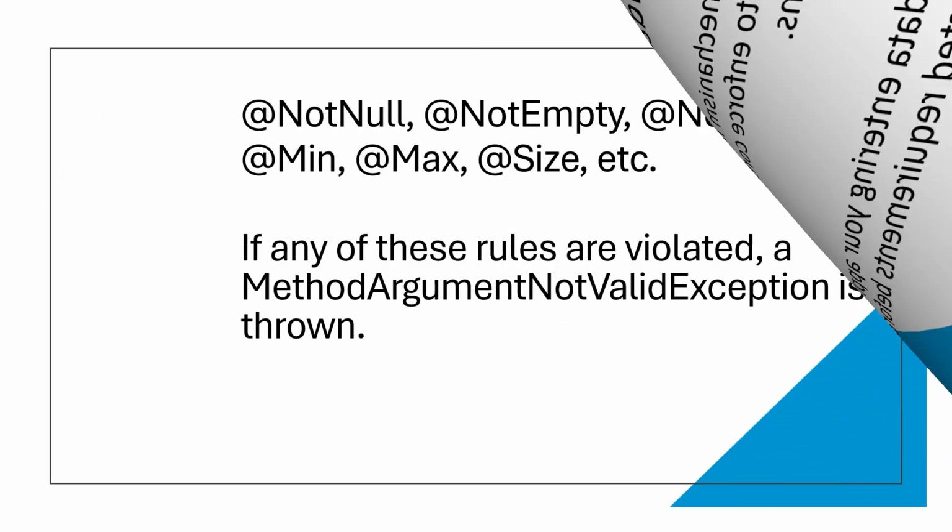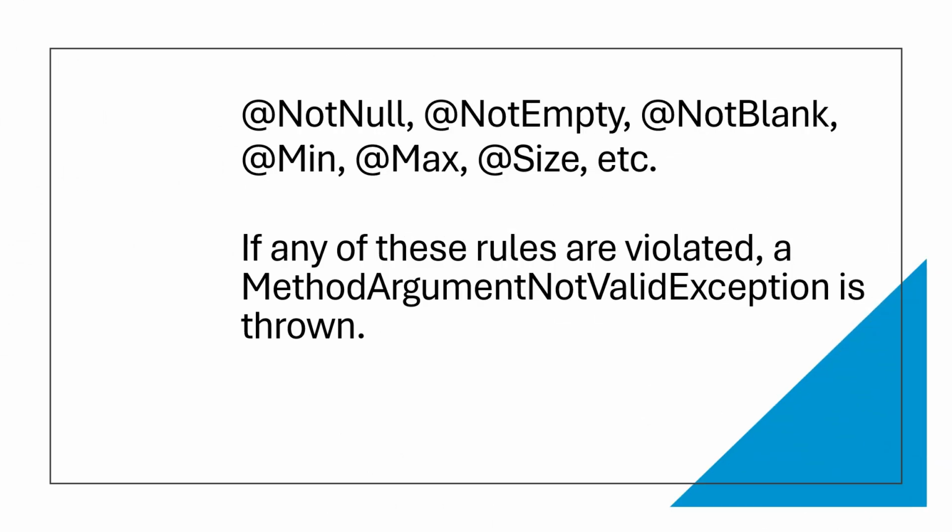These are some examples of bean validation annotations. We can add them on DTOs. When these constraints are checked with @Valid and violated, Spring throws a MethodArgumentNotValidException. Let's look at an example using bean validation.